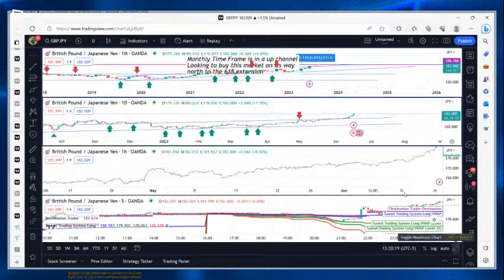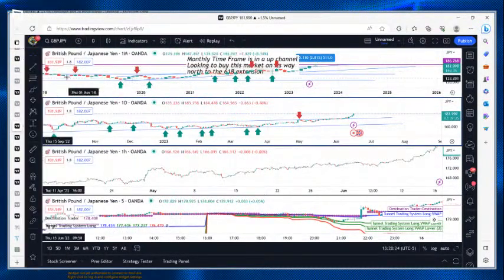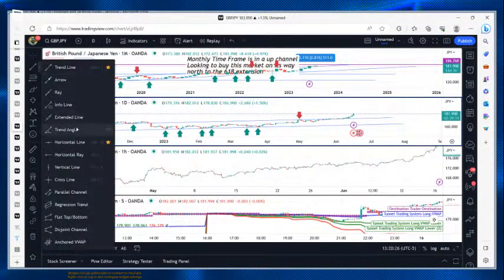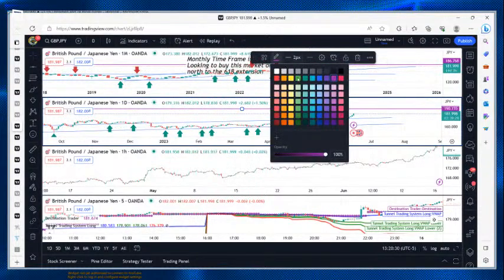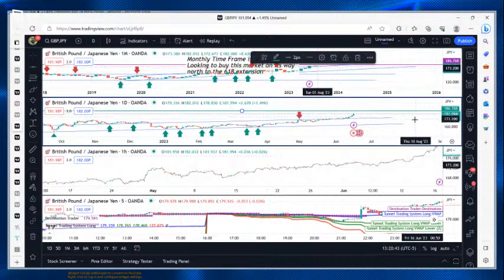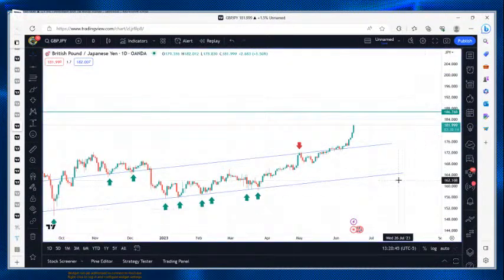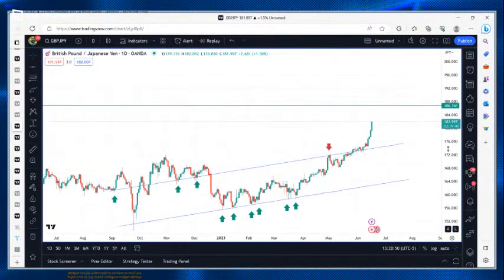Matter of fact, let's go get that monthly time frame price point and bring it to the daily time frame. So let's bring that over. Remember that price point is 186.768. So here's our monthly target. That is the target we're trying to shoot for.